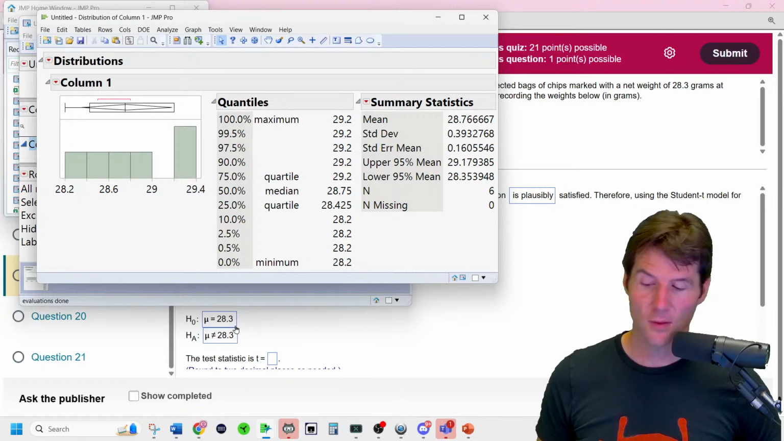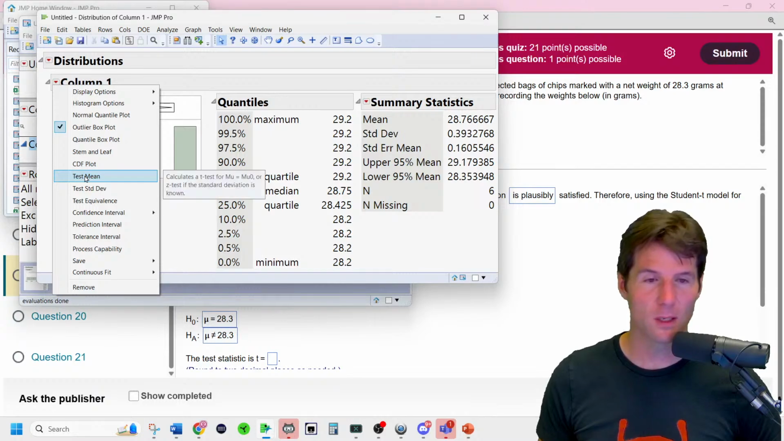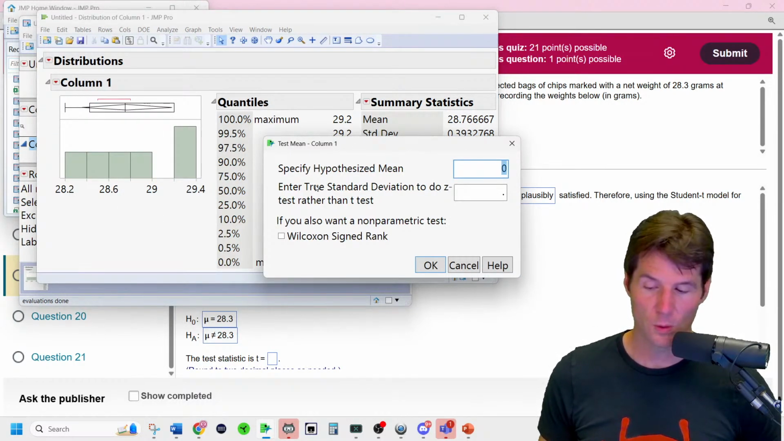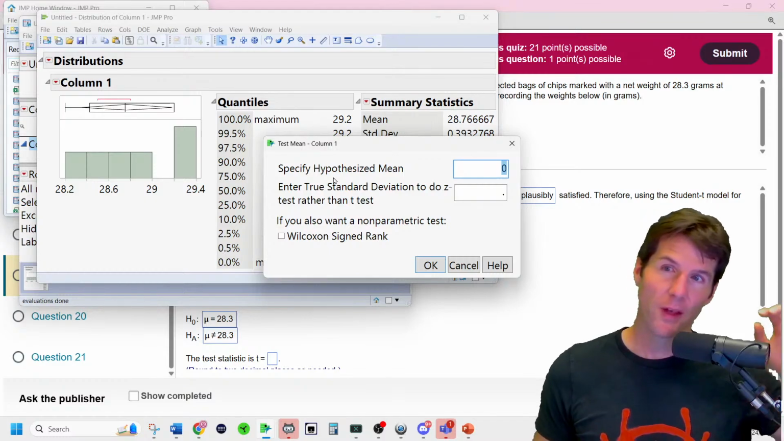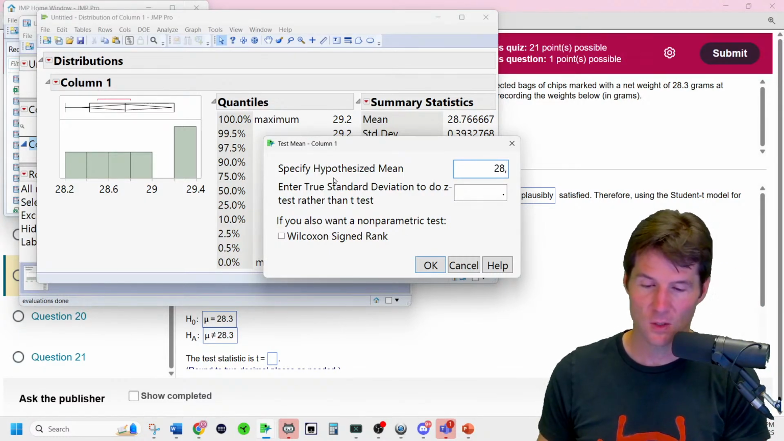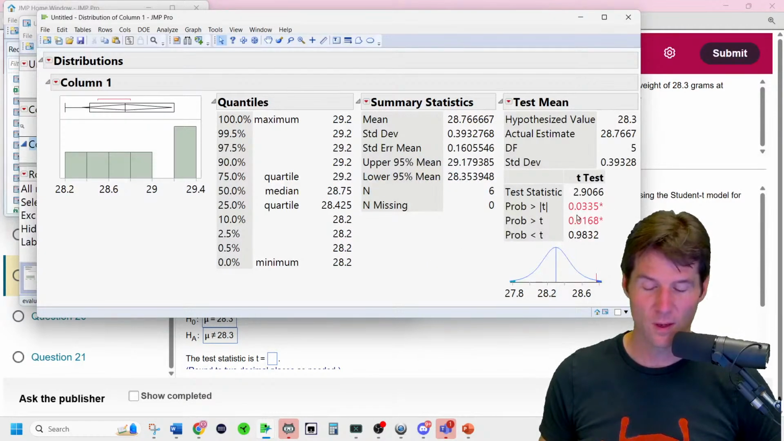Do you see how the hypothesized value is 28.3? Well, let's just click right here and say, test the mean. When we click test the mean, it's going to ask us, what value do you hypothesize is true? That is mu naught. Mu naught is the hypothesized mean, and we are hypothesizing that 28.3 is true. And guess what? There's the p-value.